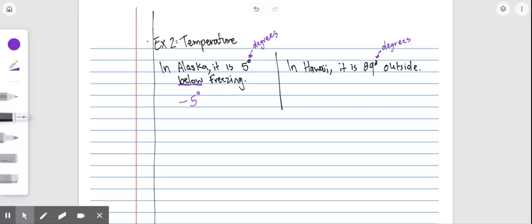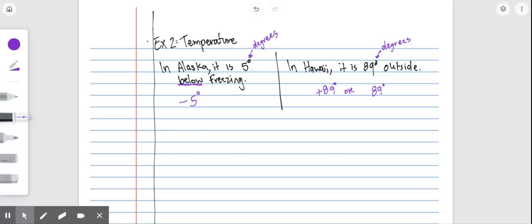So 89 degrees outside, it doesn't say anything about below. So my integer is positive 89. Or, because it's positive, you could also just write 89. And again, that degree symbol is just like a little circle, just above the number. I just did not do a very good job of it on some of those. All right, let's try another example.